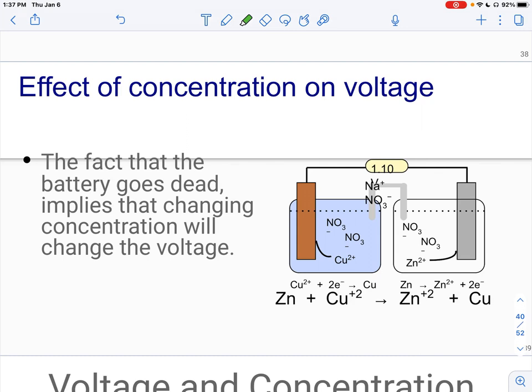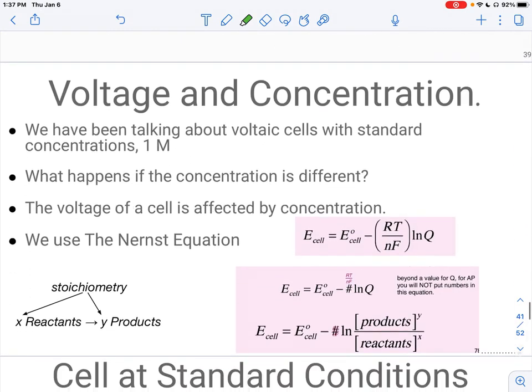Okay, that seems pretty clear, but we don't know exactly how. Well, we do, but we haven't talked about it. So this goes to the Nernst equation, which we've talked about in some form. And so here we're going to be using Q. Okay, so this is the Nernst equation.